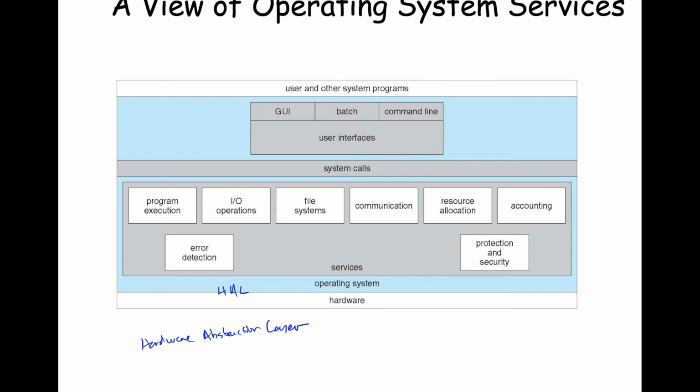Things like executing programs, things like sending data to or getting data from the device buffer for an I/O device, things like the file system layout and management, things like the communication, allocating of resources, the taking of this accounting information, and the error detection, along with protection and security. And so all of these services are the runtime implementations of what it means to execute a file.